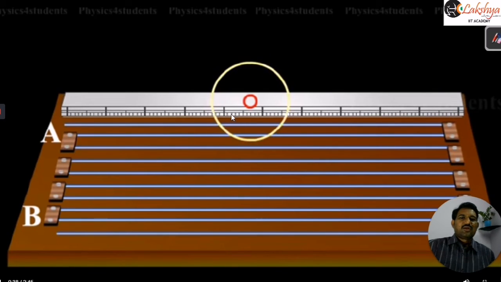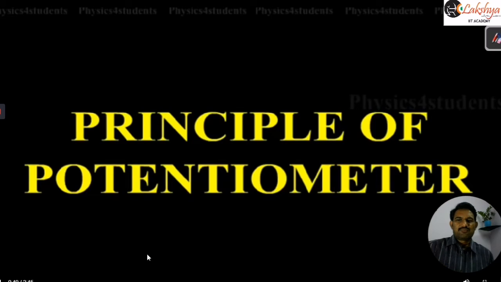And the meter scale is fixed here beside this wire, so that we can measure the balancing length here. Balancing length can be measured easily with the help of this meter scale. Now see the principle of this potentiometer here.